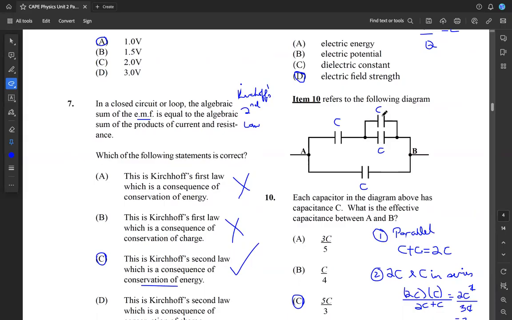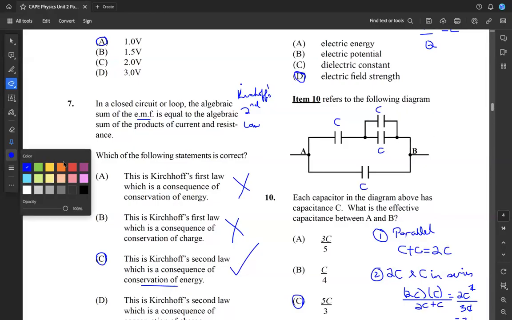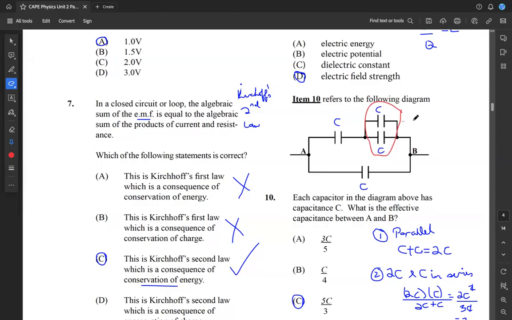When you have parallel capacitors, you can just sum their capacitances. So we sum this C with this C, just a linear sum, and we end up with 2C. So this whole section of the diagram we simplify to be 2C, because they're in parallel, so we just sum the two of them.